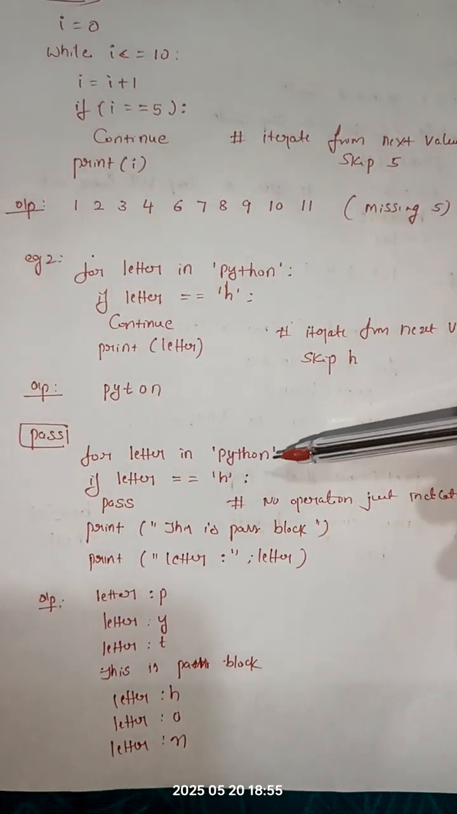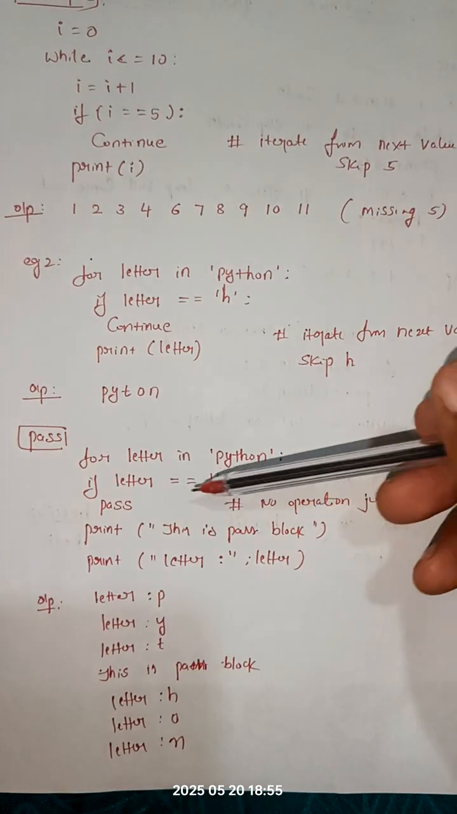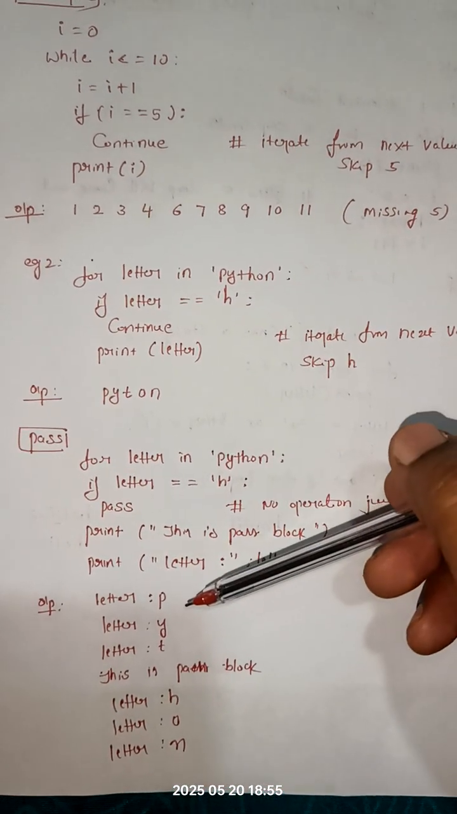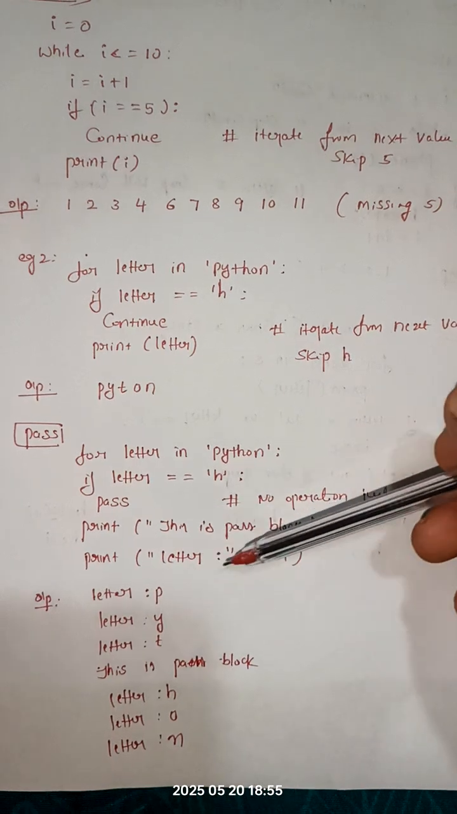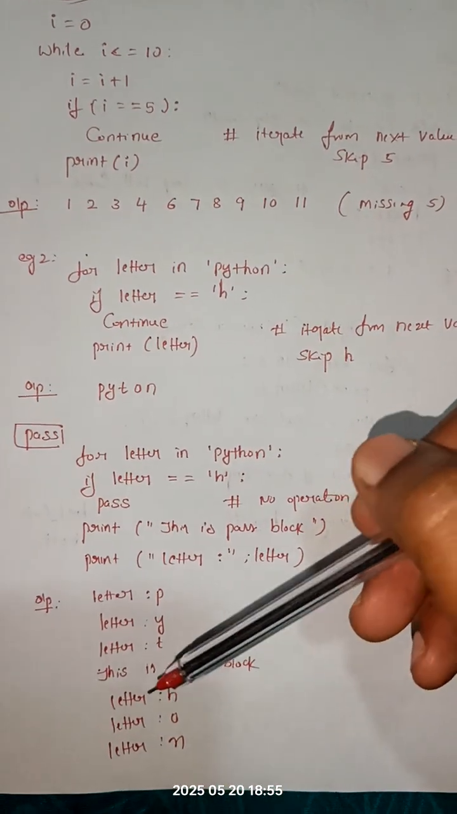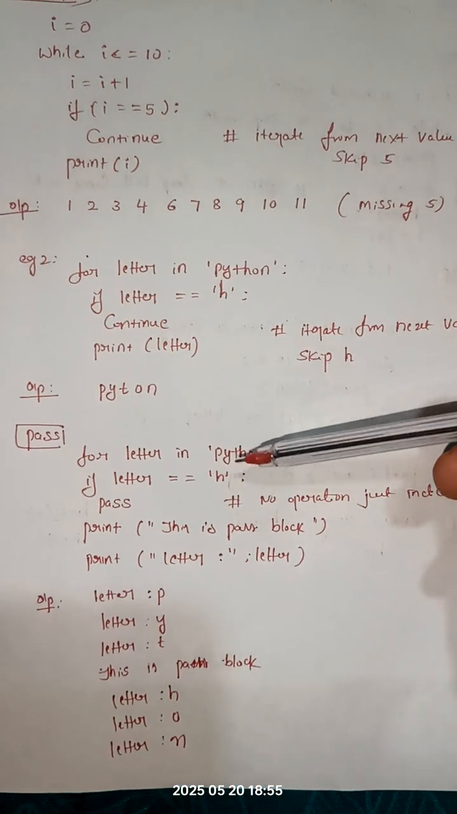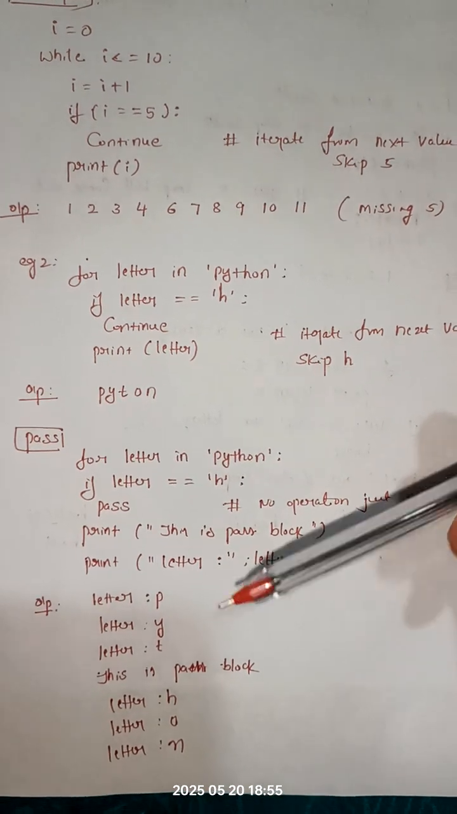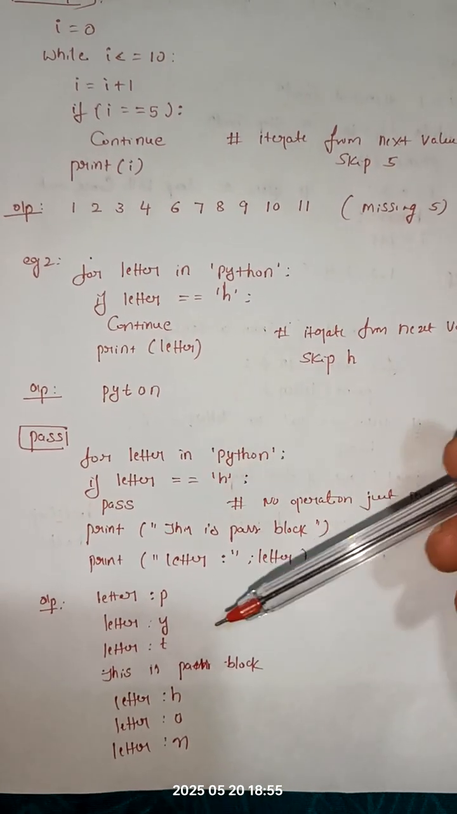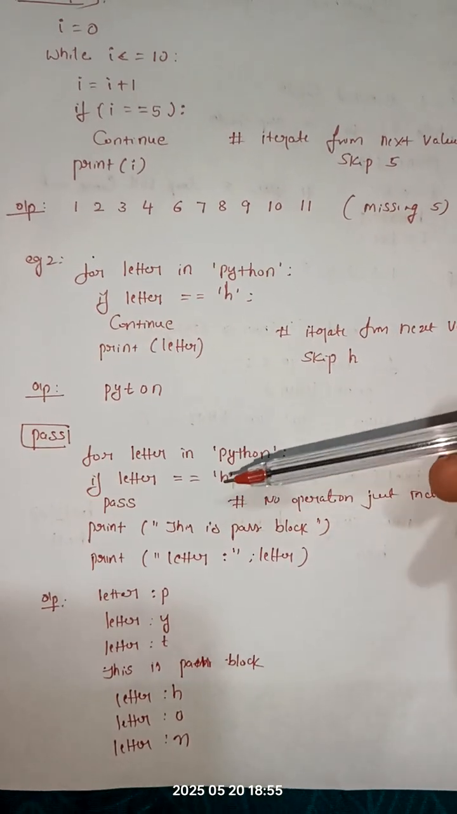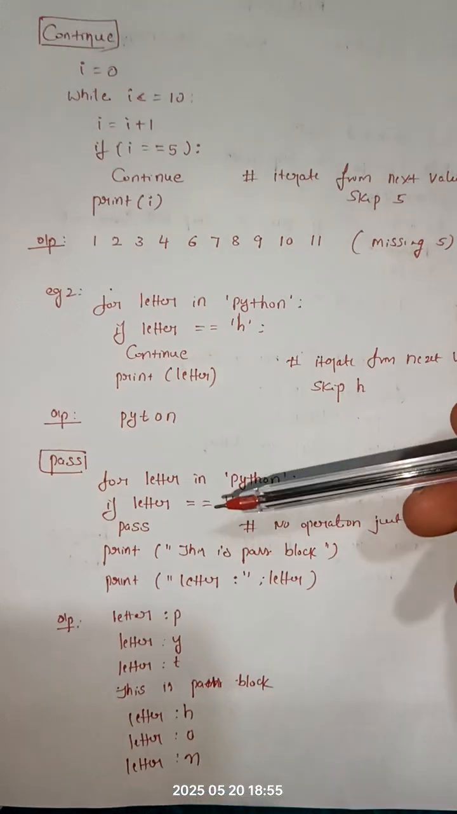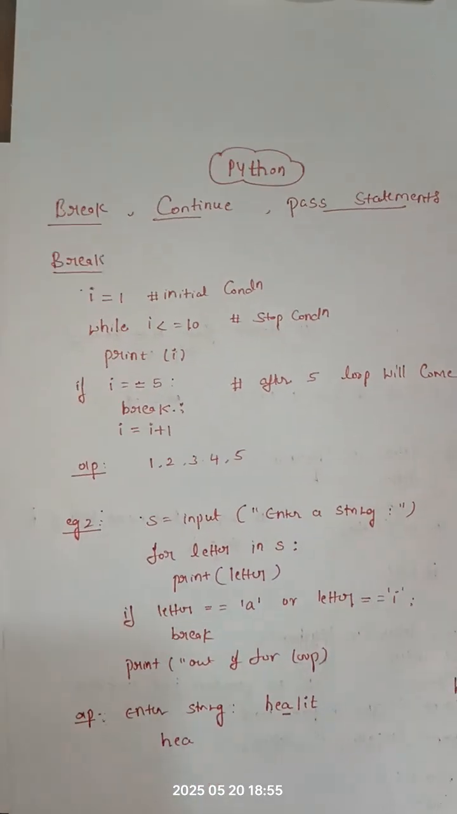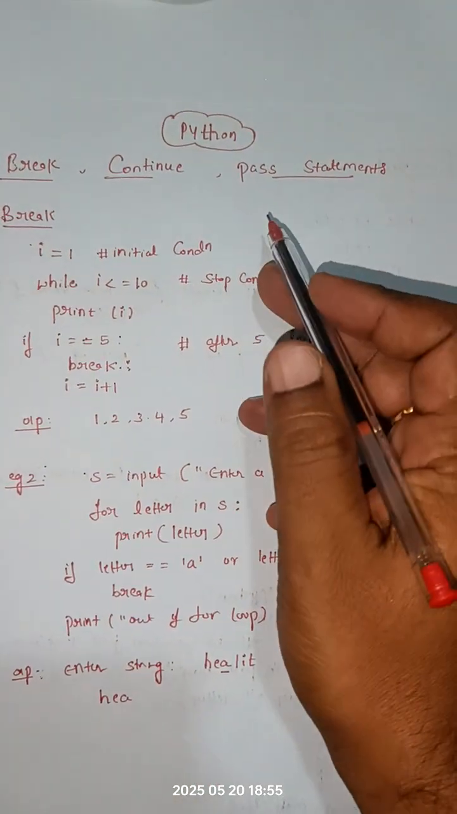So everything is printing, but because of this pass statement, when the h is hit after T, we write this is a pass block, and then after that we write H. If it is a break statement, after H we will not write anything. If it is a continue statement, we will skip H and write the rest. If it is the pass statement, we will write everything, but before H we will write this is a pass block. So this is the difference between break, continue and pass statements in the Python language.